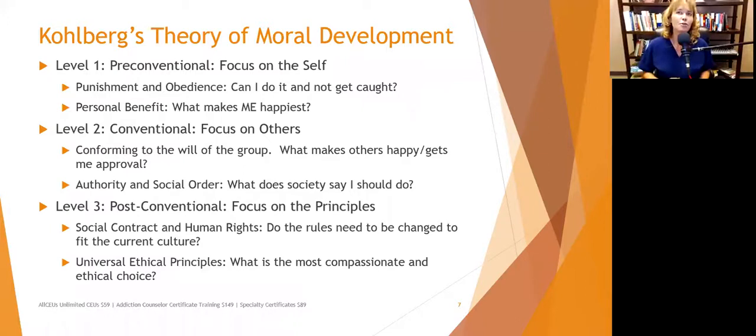And then level 3 is post-conventional, and it focuses on principles with the social contract and human rights, asking, do the rules need to be changed to fit the current culture? Do I need to advocate? Do I need to be somebody that stands up and tries to fight injustices? You see this a little bit in some high schoolers, but a lot of high schoolers stay at that conventional level where they're really seeking approval from their social circle.